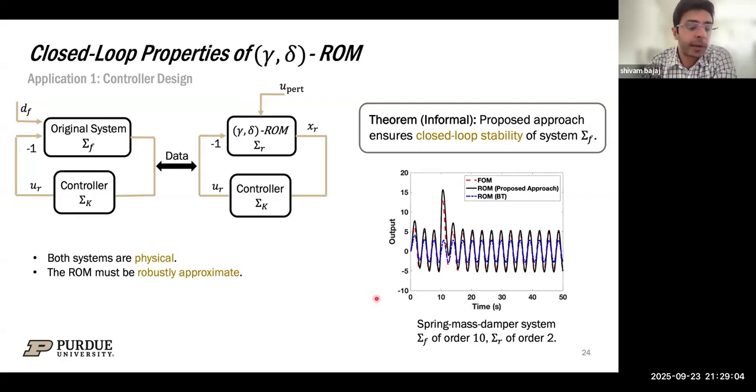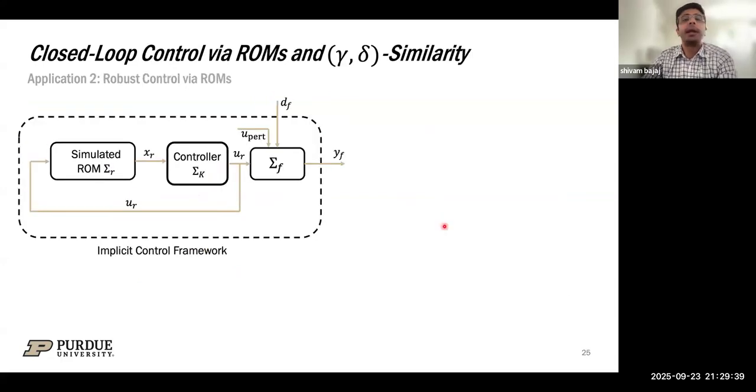And here's an example of a spring mass damper system where the red dashed curve is the output of the closed loop full order system, and the black curve is the output of the closed loop reduced order model. For the full order model, the control is applied using the controller designed on the reduced model. And the blue curve is what happens if I follow the same process with balanced truncation. But here we see that balanced truncation, when I apply a disturbance at time 10, does not follow the output of the true system, whereas our framework does.